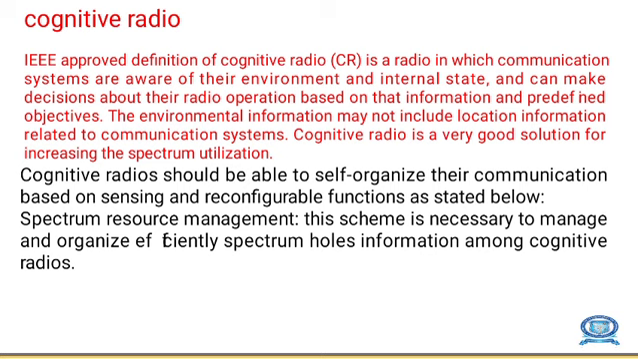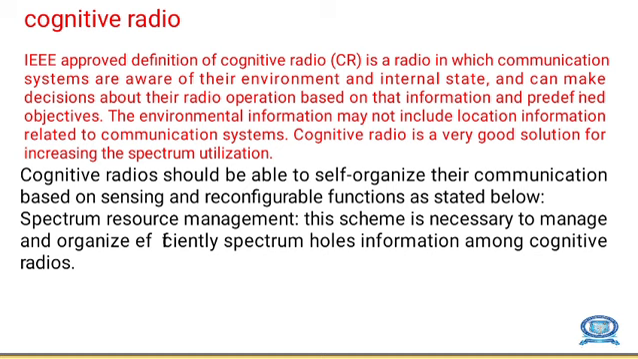There are a lot of definitions given, but the IEEE approved definition of cognitive radio is a radio in which the communication system is aware of the environment and internal state and can make decisions about the radio operation based upon the information and predefined objective. That means radio operation. The environment information may not include location information related to the communication system.